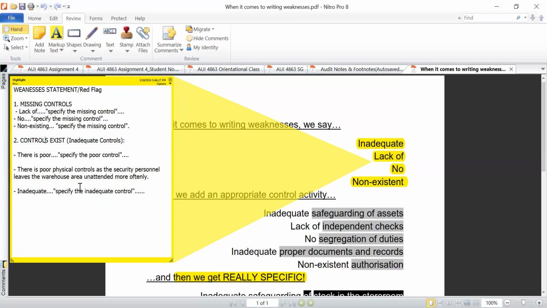I can do them either way. When I go through a case study scenario and they're asking for weaknesses, I can look for missing controls first. Then I can look for existing controls which are simply inadequate or not achieving the set objectives. Such controls can be regarded as poor or inadequate. I'm talking of existing controls which are not achieving the objectives.